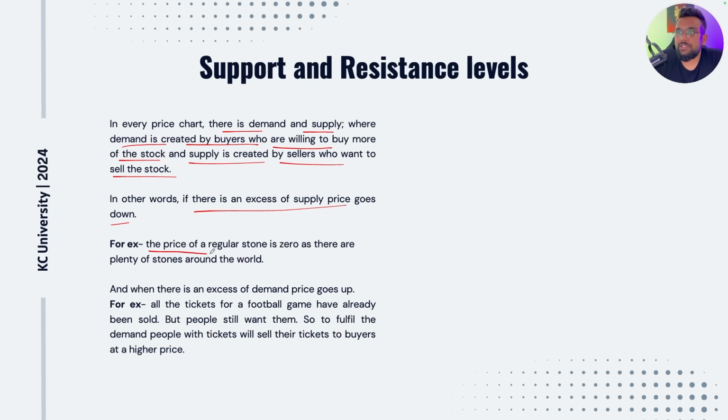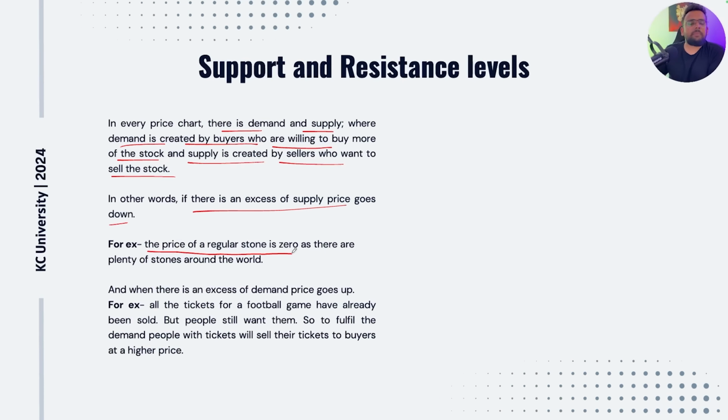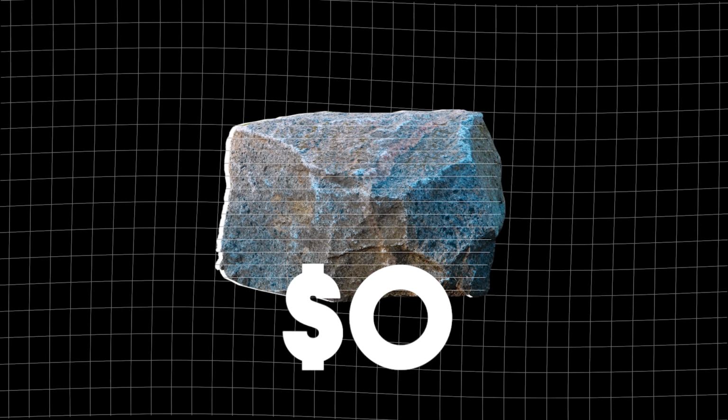For example, the price of a regular stone is zero. If you pick up your garden stone and try to go to your pawn shop and say, hey guys, what's going on? I want to sell this garden rock. What's so special about this rock? Oh, nothing, just another rock. Nah. Why? Because there are so many rocks around the world. You see what I'm saying? The price of a regular rock is literally zero.